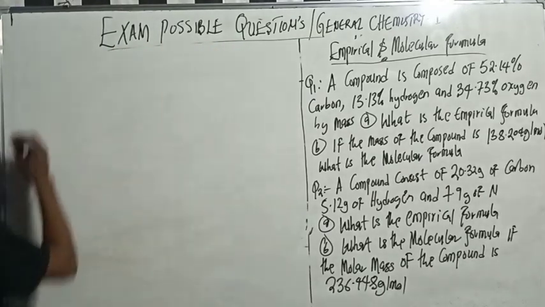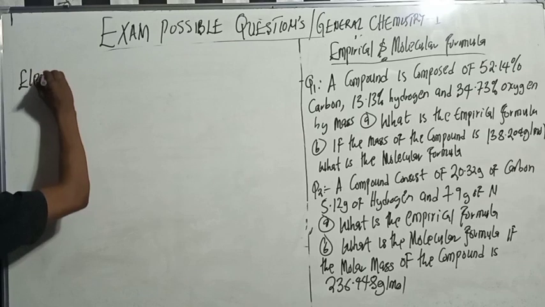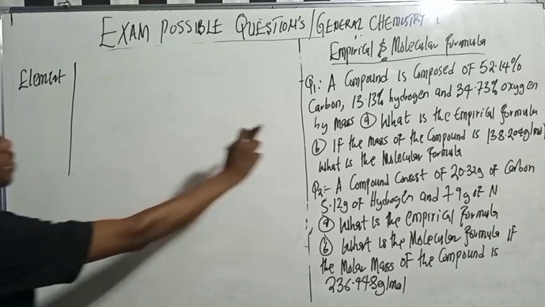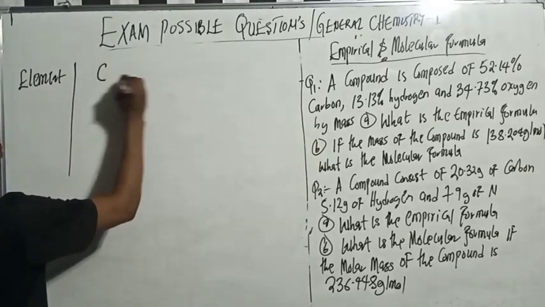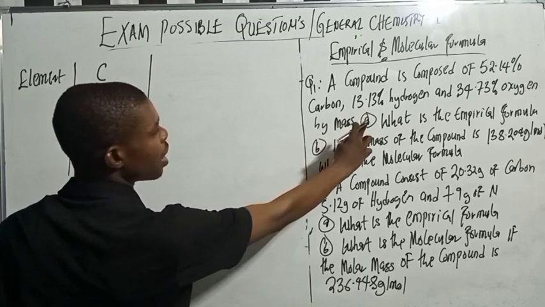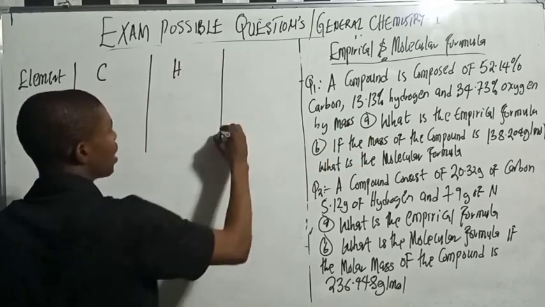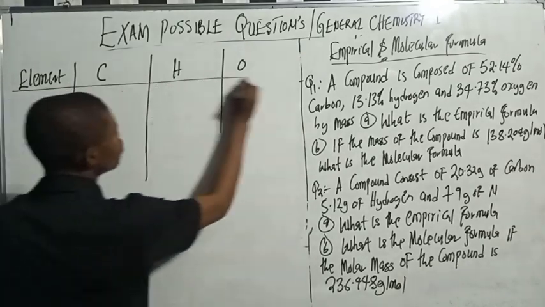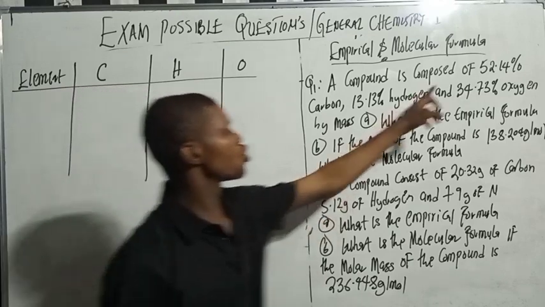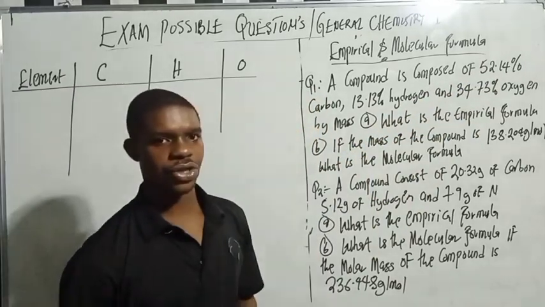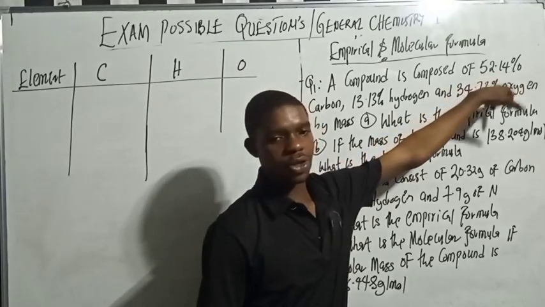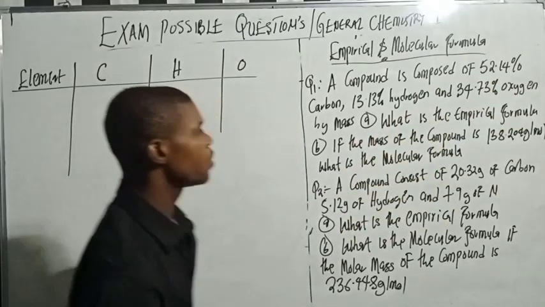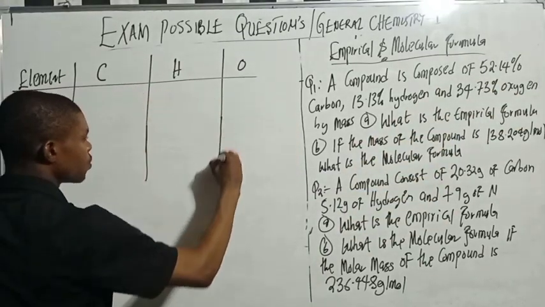The first thing to do here is the elements. Give it to me step by step, you understand. The elements we have here are carbon, hydrogen, and oxygen. So these are the three elements you have. I want you to go ahead and sum all these ones here. If you sum them, it's going to give you 100.